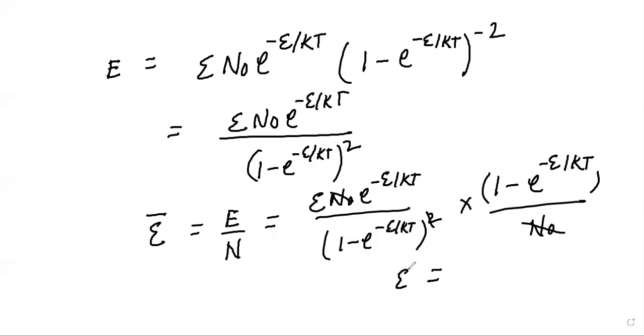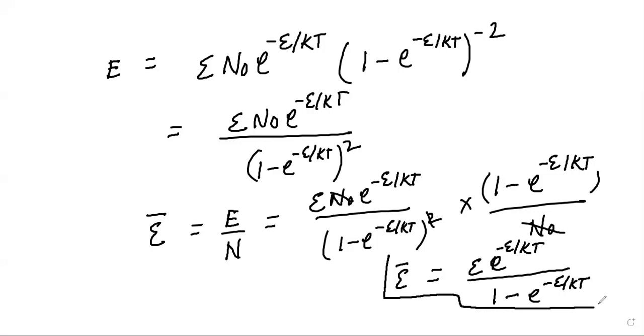So we got E bar, that is the energy per oscillator. If you want to find out, that gives you E multiplied with e to the power minus E by kT, right? Divided by 1 minus e to the power minus E by kT. So that gives you the average energy here. Average energy means energy per oscillator that we calculated, okay?